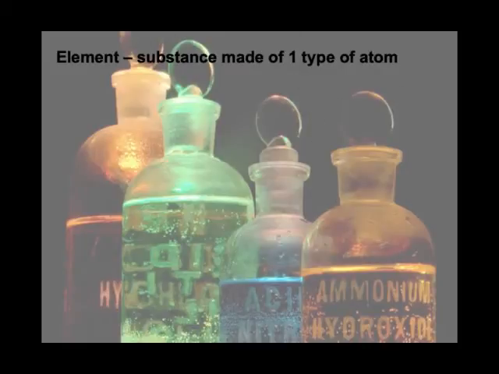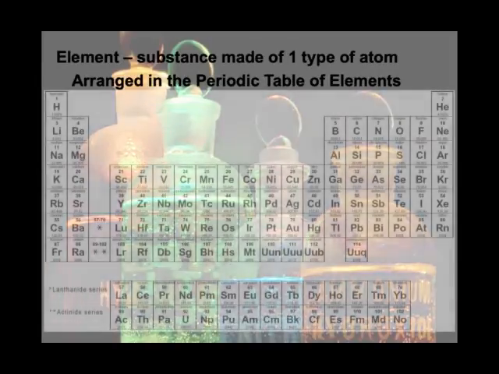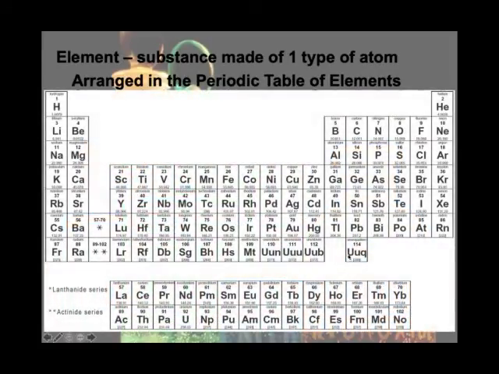An element is a substance made of only one type of atom. For example, calcium is an element. There's only one type of atom that makes up a big chunk of calcium. Elements are arranged in a periodic table of elements, and this is an old one. We've only got up to 114 in this one, but there are far more than that now. It's a nice organizational tool, very helpful.